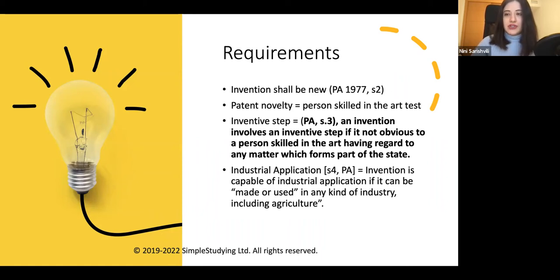Industrial application. This is the easiest requirement that most patent applications will satisfy. The industrial application requirement is when the invention is capable of commercialization. Most of the inventions that apply for patents are capable of commercialization. Therefore, the industrial application requirement should be satisfied too.